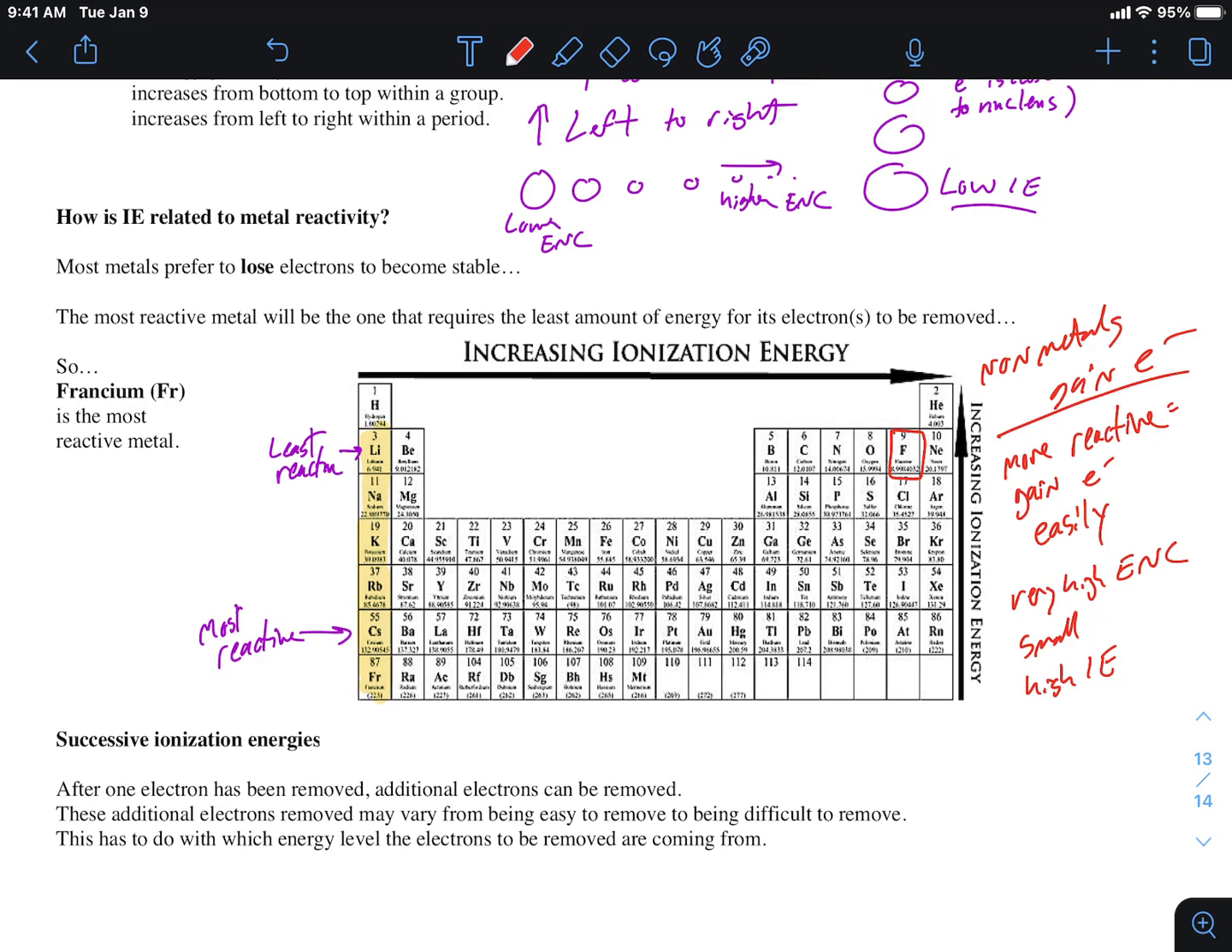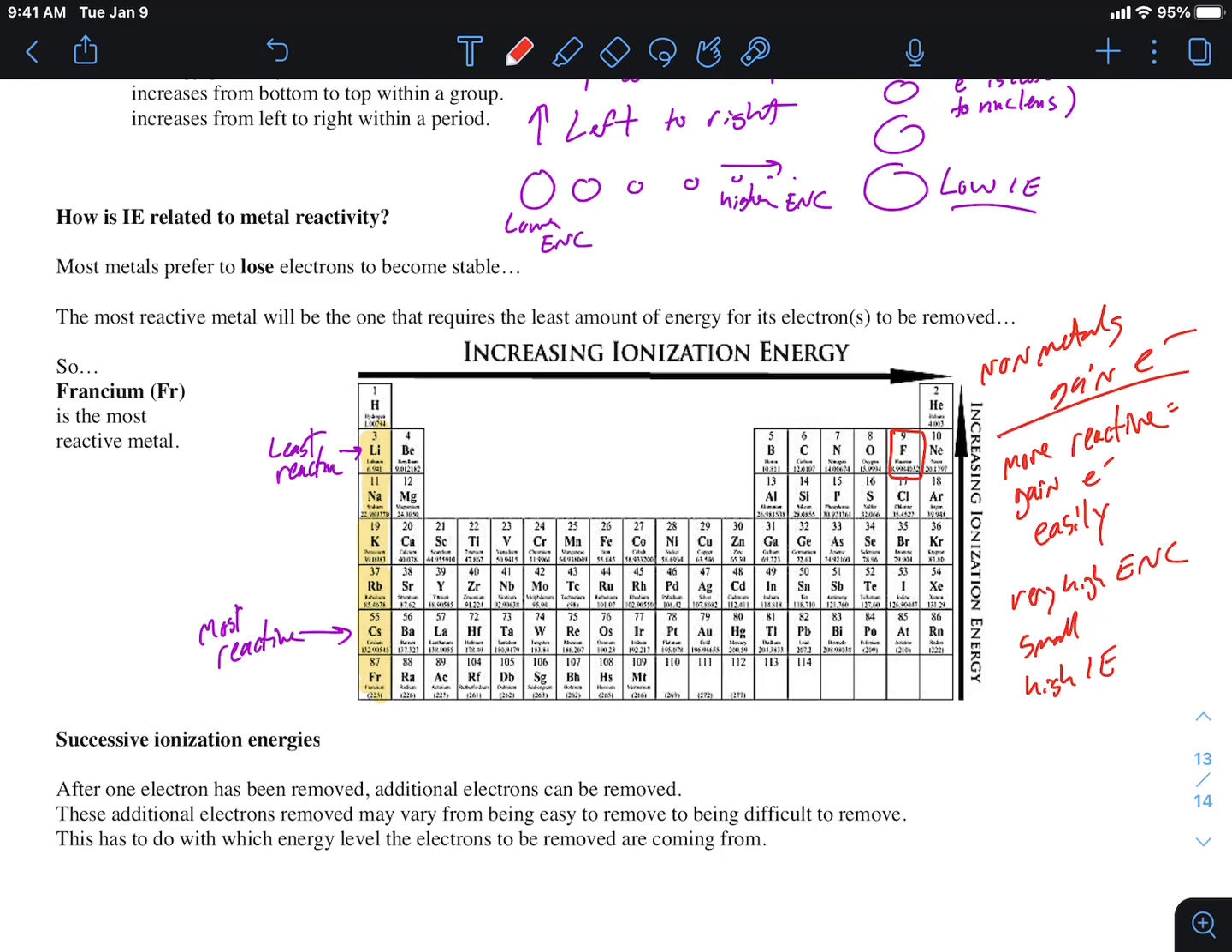What about the last column, the noble gases? How come I didn't say helium or neon are the most reactive nonmetals? What do you know about them? The noble gases. They're unreactive. That's why we're ignoring them.